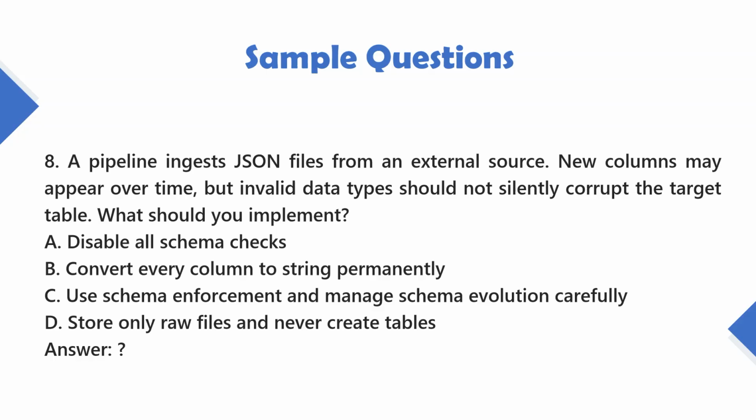8. A pipeline ingests JSON files from an external source. New columns may appear over time, but invalid data types should not silently corrupt the target table. What should you implement? A. Disable all schema checks. B. Convert every column to string permanently. C. Use schema enforcement and manage schema evolution carefully. D. Store only raw files and never create tables.